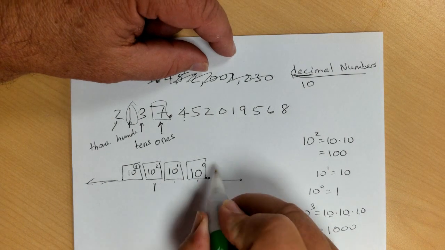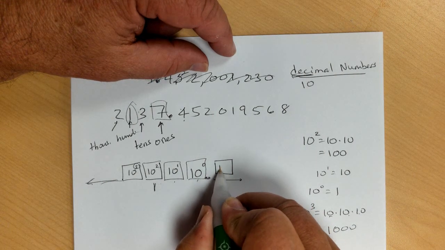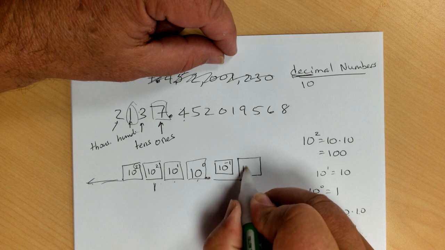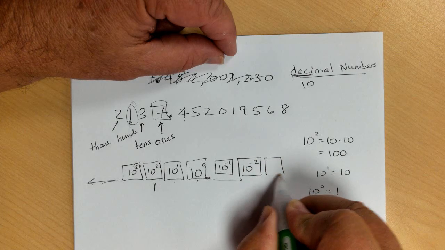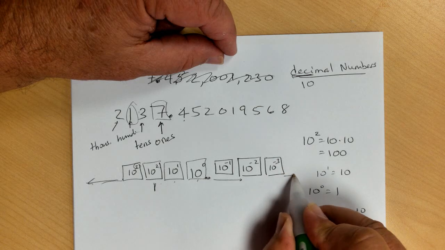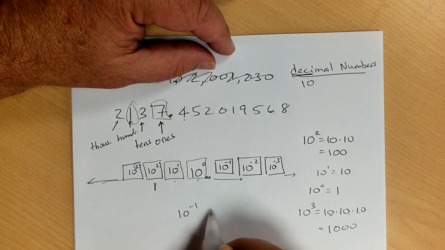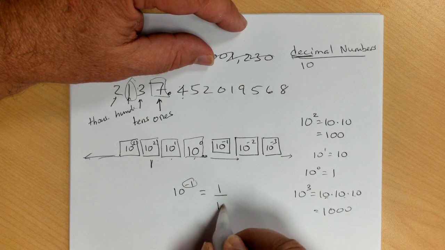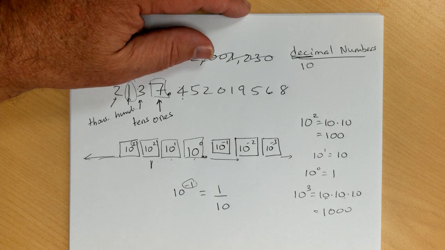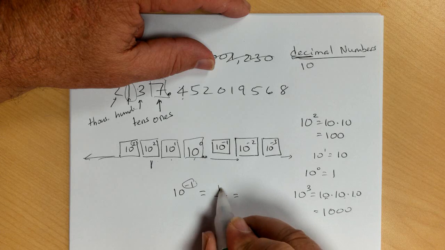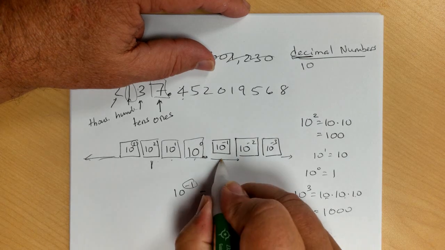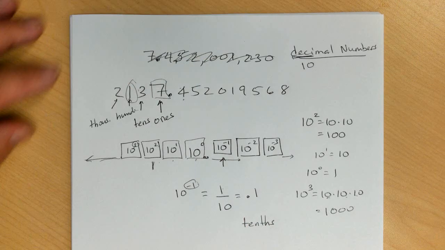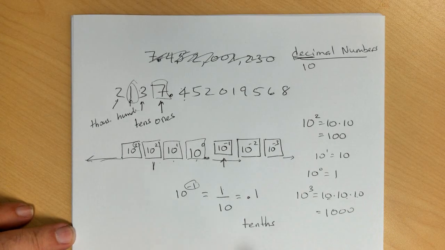When we go this way, we have negative exponents, and so on and so forth. What does 10 to the negative 1 look like? A negative exponent simply means flip it to the bottom. So 1 over 10 is 0.1, which is what that is. It's the tenths location.